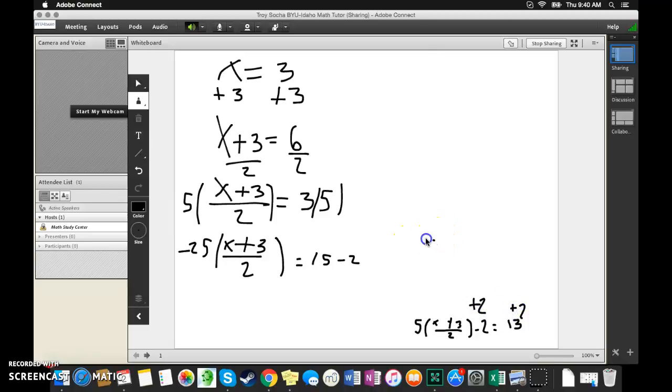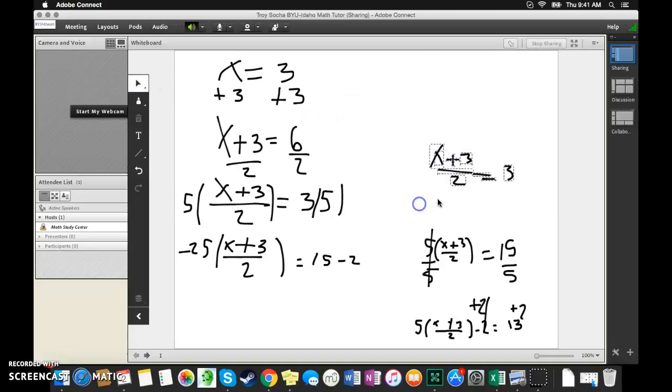Now we get 5 times x plus 3 over 2. We add 2, that cancels out and gives us 15. And now we divide by 5 on each side. Those cancel out. Now we're back to this point, x plus 3 over 2 equals 3. We're getting closer to what our original was, right? If you can see there, it's similar to what our original problem was.